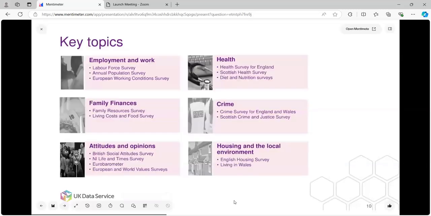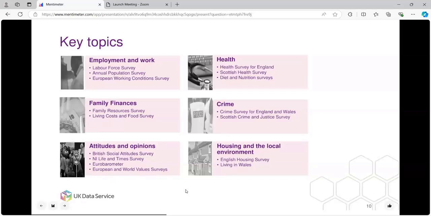Next, key topics. The data available through the UK Data Service enable us to cover a wide range of key topics. Here we've listed 6, but there are many more than this. I'm thinking of poverty, topics like education, and I saw education in some of your research interests, politics, and so on. So let's talk about employment and work. Key datasets here include the Labour Force Survey, the Annual Population Survey, and the European Working Conditions Survey, which are essential for understanding trends in the workforce.